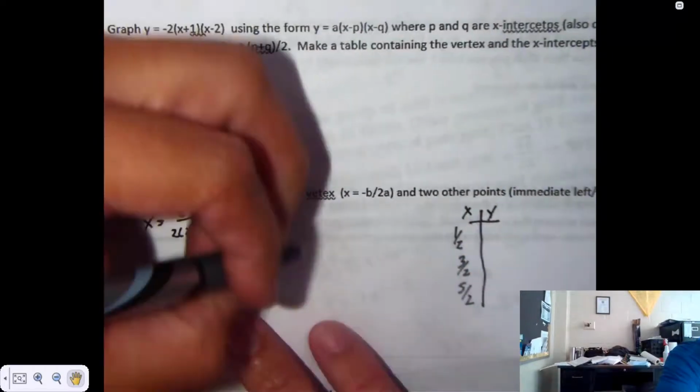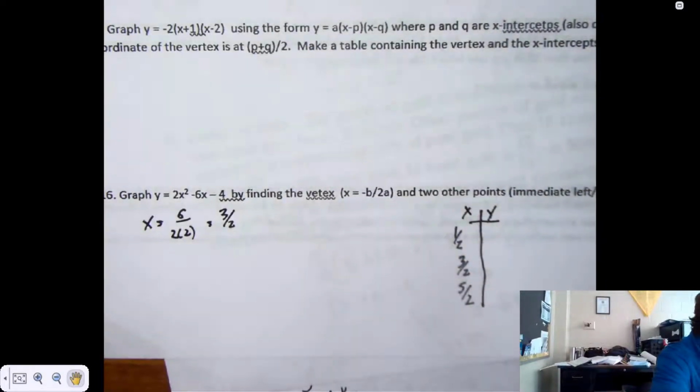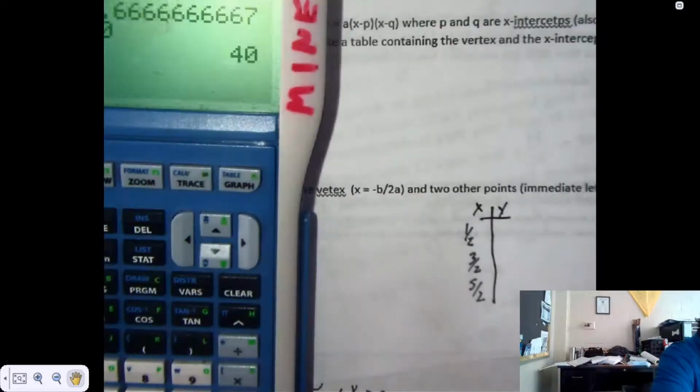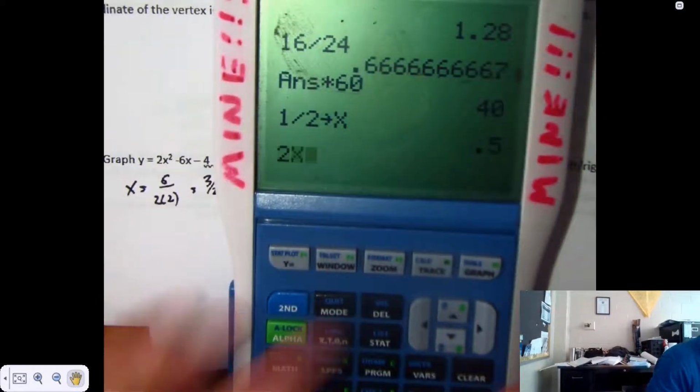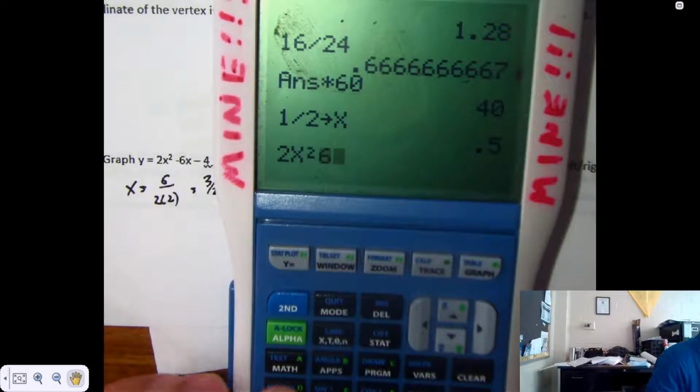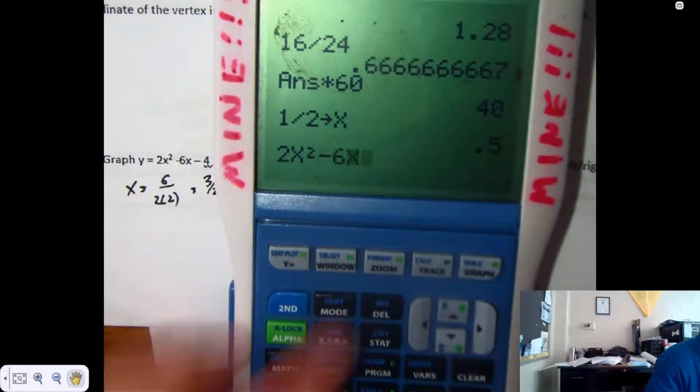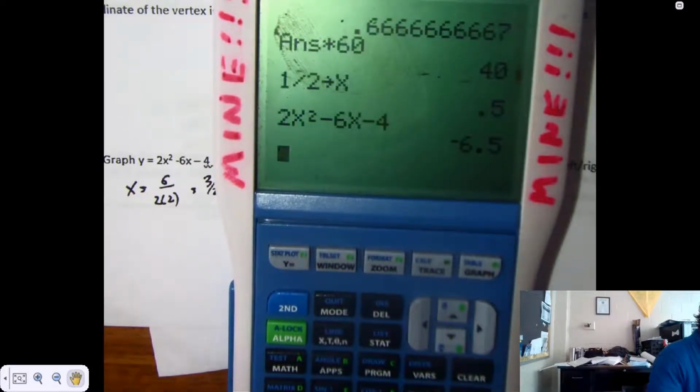Now, there's a side reason why I'm teaching you this, and I'll try and show you today on the graph. But those are x values, and if I have x values, how do I get y values? Plug it in. I'm just going to use a storage feature. Take a half, store it to x, and you can play along, or you can just never learn how to use a calculator. It's up to you. 2x squared minus 6x minus 4. Got negative 6.5.